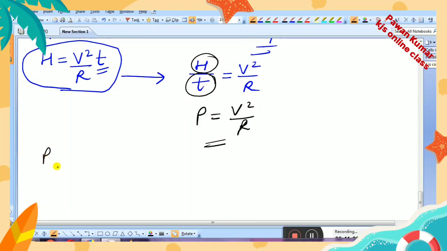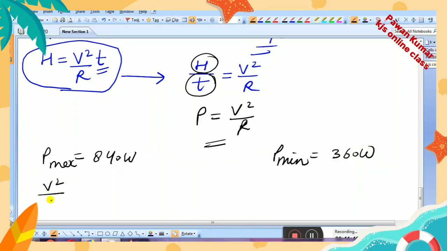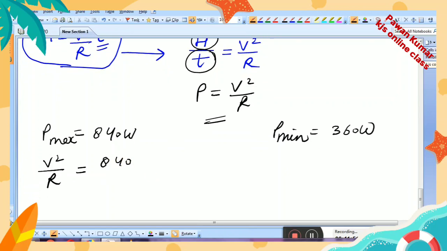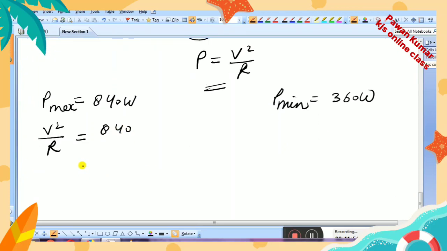Now we will apply this for the two cases. For the maximum power case, power in that case is 840, and power minimum is 360. So for 840, you write it here: V square upon R is equal to 840. Okay, now V square means square of 220 upon R is equal to 840.